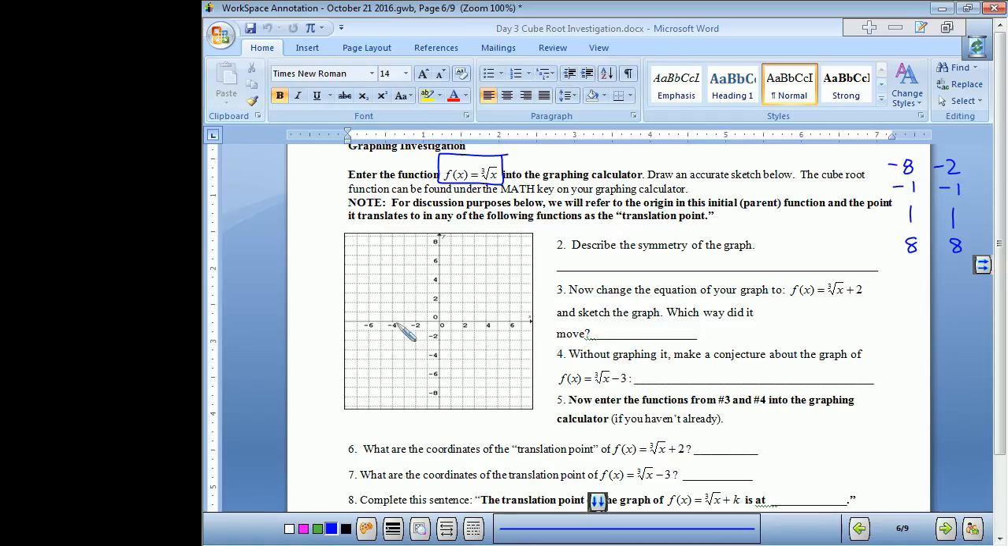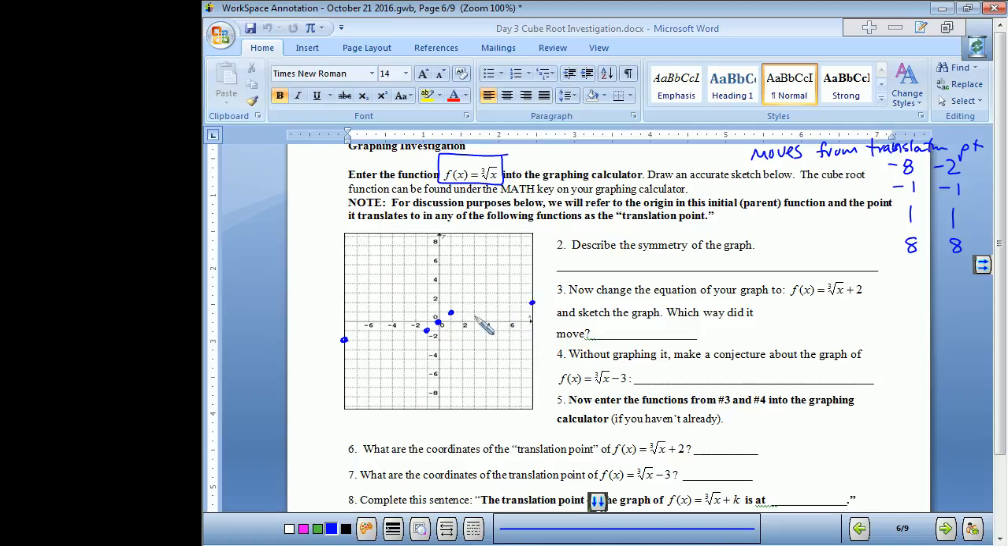All right, so the first one has not been translated any, so we're going to start off there at 0, 0. And then we're going to apply these moves. These are moves from the translation point. So I'll go left 8, down 2. Left 1, down 1. Right 1, up 1, and right 8, up 2.